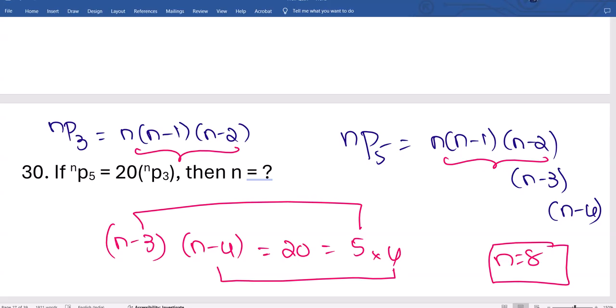What can NP2 be written as? N into n minus 1. NP1 is n. NP0 is 1. Only 1. NP0 is 1. Super.